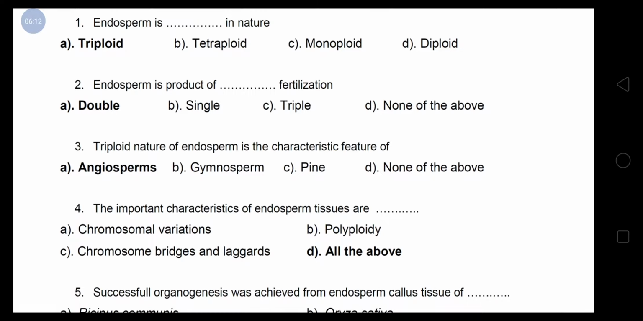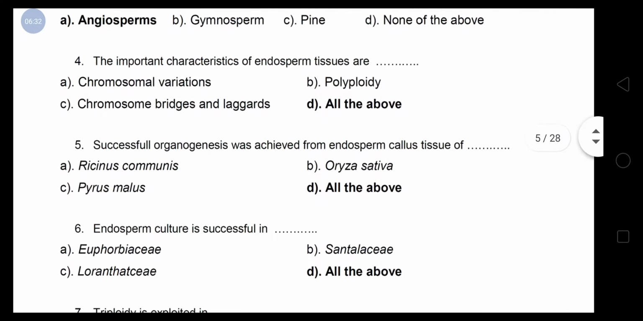Next, the endosperm is dash in nature. It is always triploid. Even the aleurone layer is in the same condition, that means the triploid state. Endosperm is the product of double fertilization. The triploid nature of endosperm is a characteristic feature of angiosperms. Important characteristics of endosperm tissue are chromosomal variations, polyploidy, chromosome bridges, and laggards. Remember, the characters of endosperm tissues are chromosomal variation, polyploidy, chromosome bridges, and laggards.